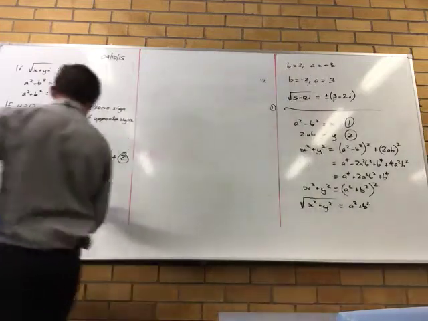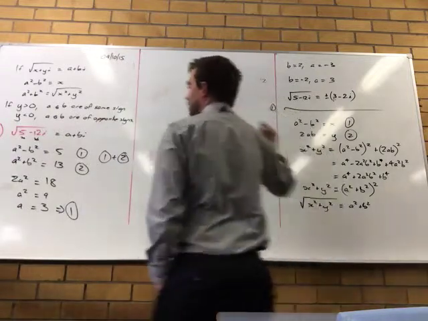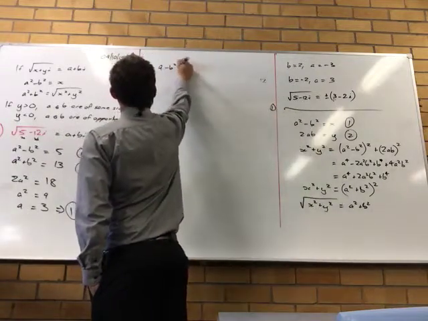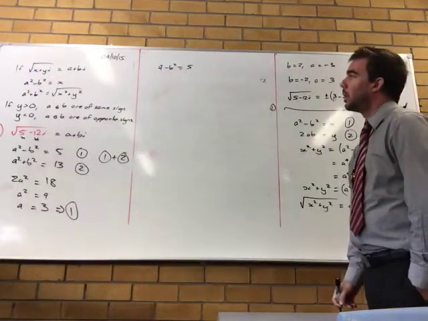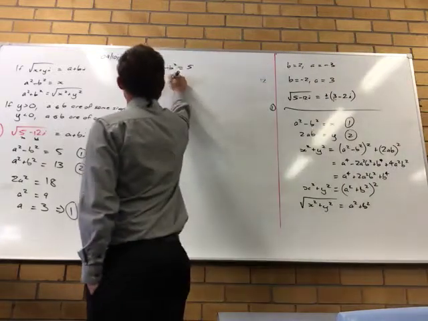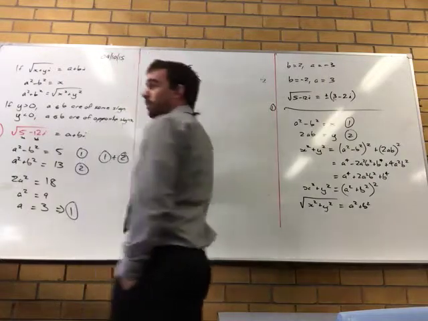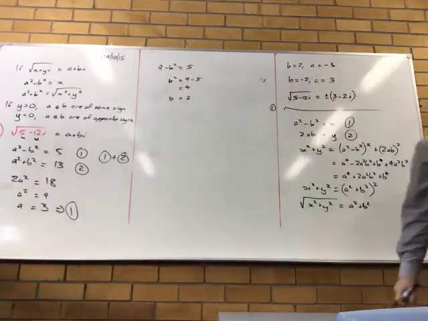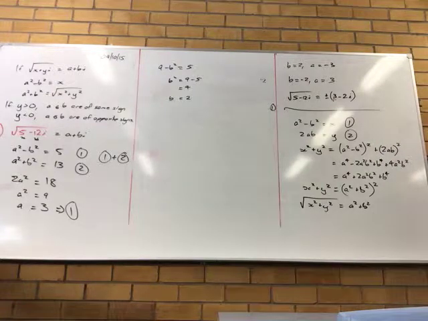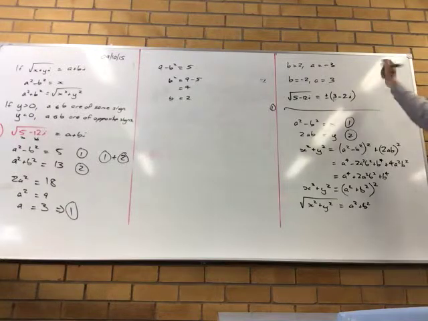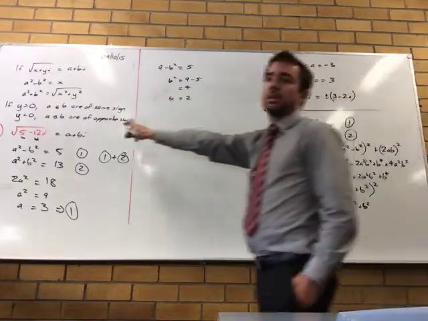So put that into number 1. We have 9 take away b squared is 5. So b squared is going to be 9 take away 5, which is 4. So just looking at the positive solution, you've got 2. Which were the same answers as before, but with opposite signs. And that's where this comes in here.